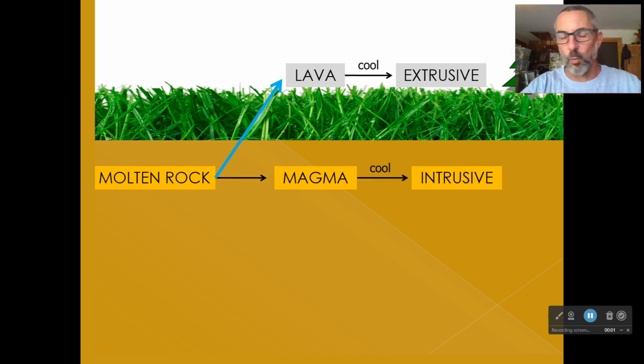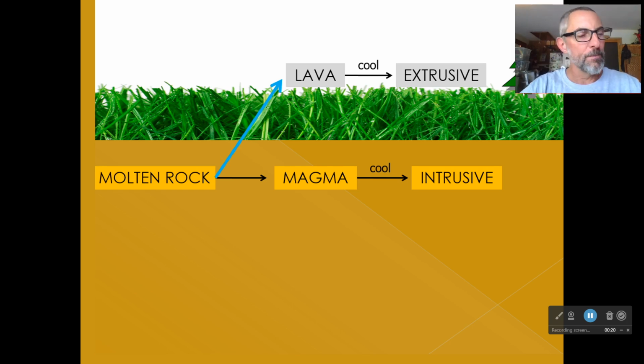Hi, geology students. Welcome to our Igneous Rocks Lab lecture. We're going to review how igneous rocks form and the resulting textures and a bit about composition. And then I'm going to give you instructions for how to perform this week's lab.